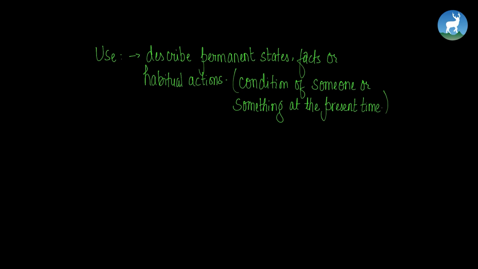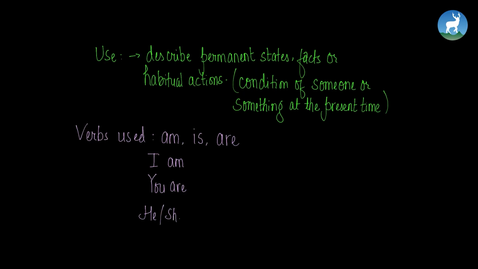And what was the next thing we learned? We learned that in simple present tense, for the state of being, we use the verbs to be, that is, am, is, and are. So these are the three verbs we use to express the present simple tense for the state of being. So how do we write it? I am, you are, he or she or it is, we are, one more, they are. Do we write it this way? Yes.